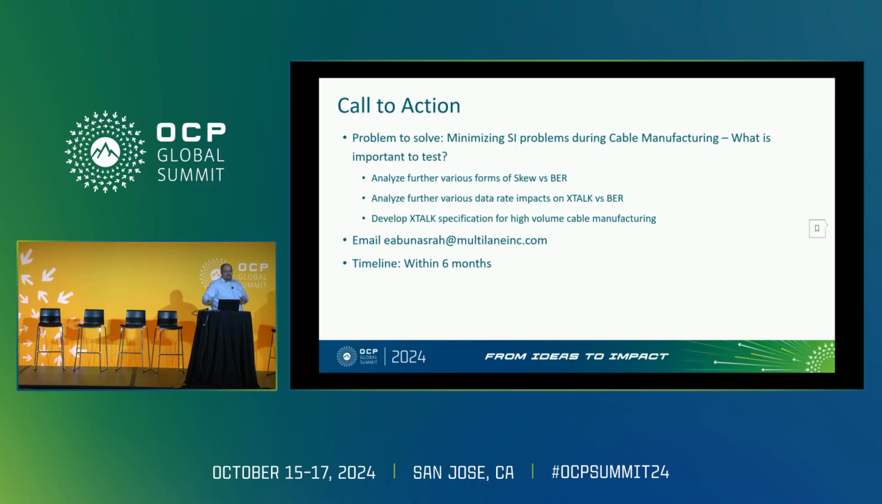So this is the last slide. It's a call to action. The problem to solve is minimizing SI problems during cable manufacture. We need to understand more of what's important to test. Do we need to test various forms of crosstalk, various forms of skew? Do we need to keep looking at these different measurements? And we also need to look at the data rate impacts, 56 versus 112 versus 224. And we should come up with the crosstalk specification for high volume cable manufacturing. And this is my email address, and the call to action is, timeline is within 6 months.